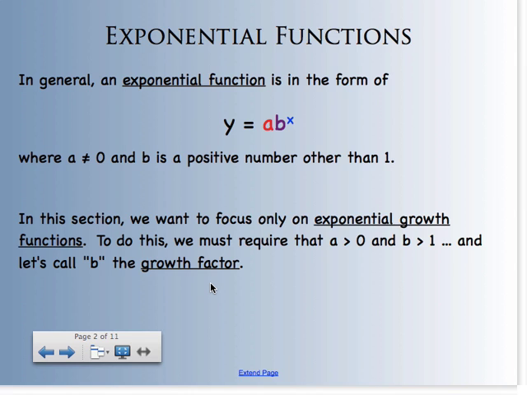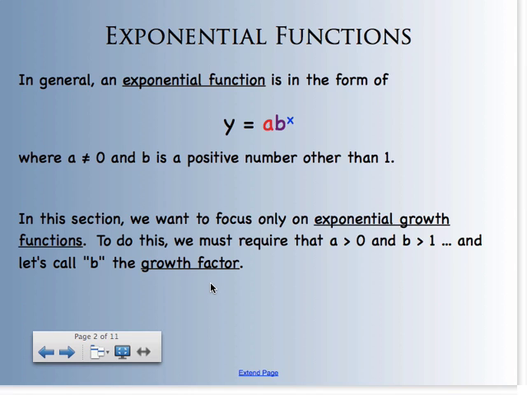I want any positive number other than 1. For today, because we want to talk about exponential growth functions, I'm looking at that third paragraph. As you might notice, I'm still in the classroom, so still bells going off, and so we might have to deal with that. Sorry about that.